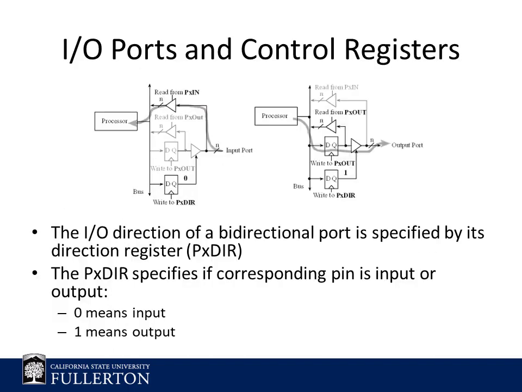Most of the ports are bidirectional, which means they can be used as input or output. The I/O direction of a bidirectional port is specified by its direction register. In other words, the direction register specifies if the corresponding pin is an input or output. If you set the corresponding bit to 0, the pin will be an input. If you set it to 1, it will be an output.